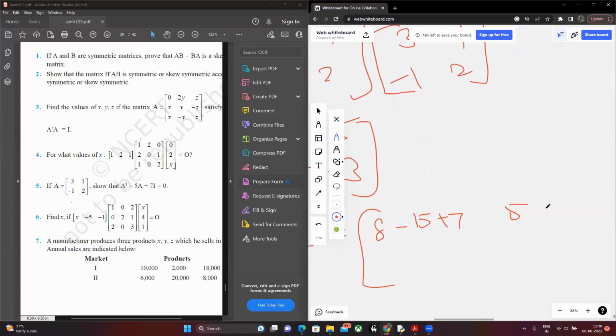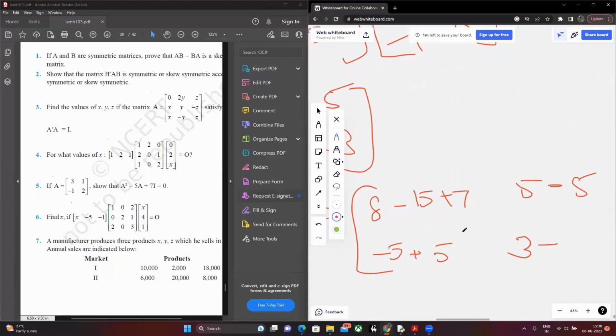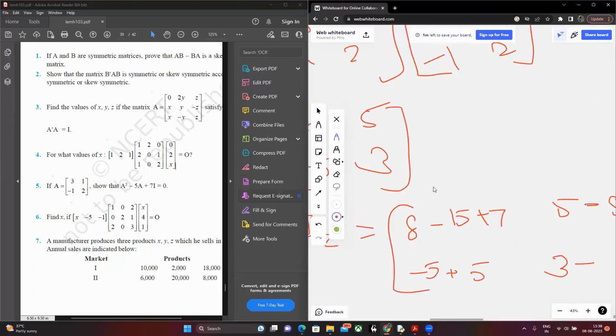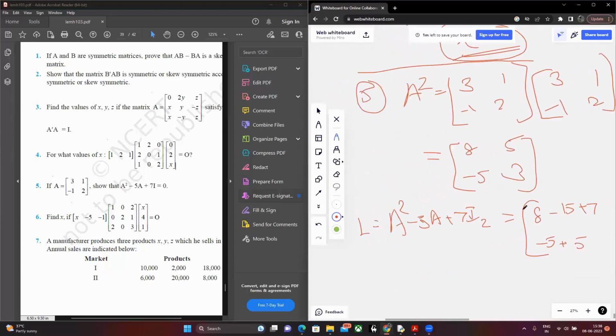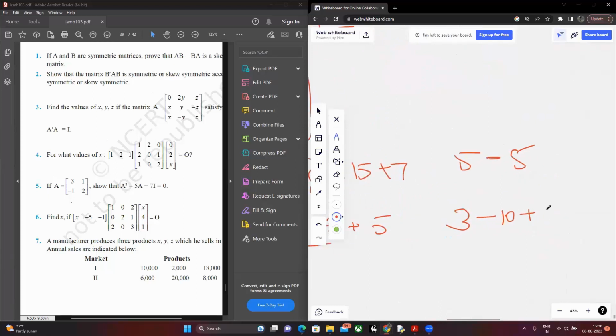Then you have 5 minus 5. Then you have minus 5 plus 5, and then you have this to be 3 minus, this is what, 5 times 2, that is 10. 2 minus 10 plus 7.